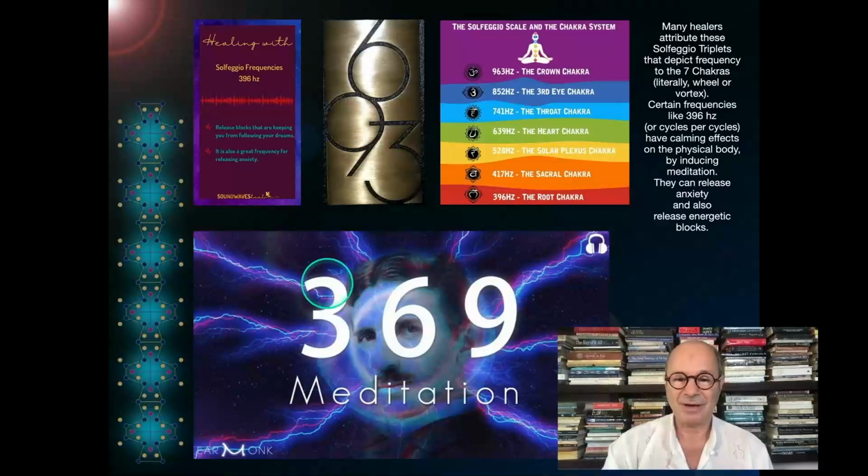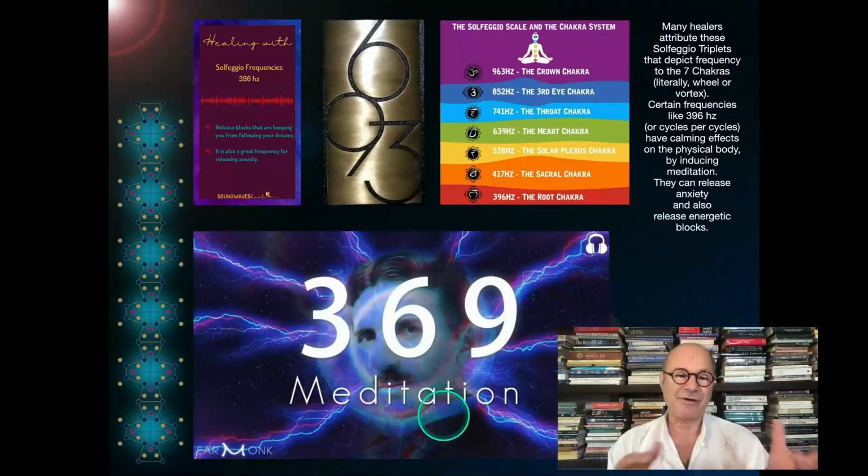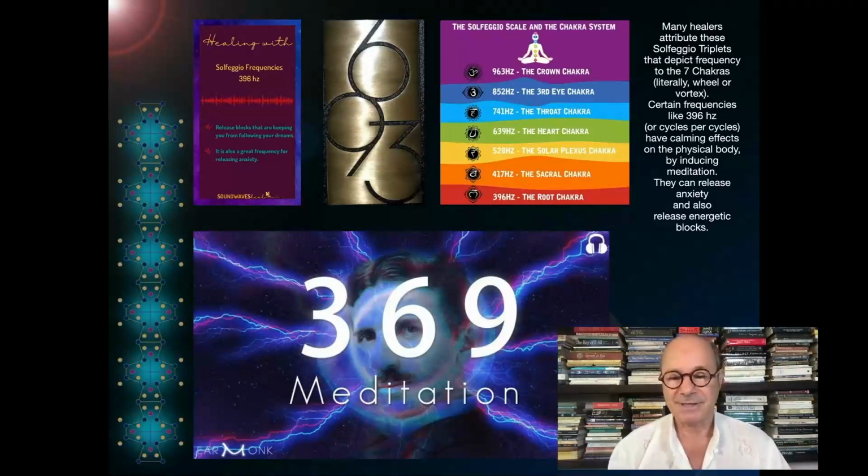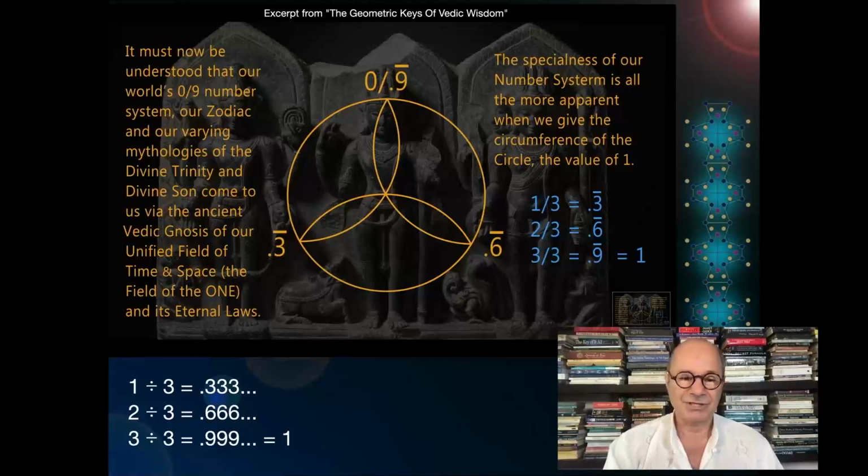And just to conclude, a lot of people are using 369 as a frequency in meditation. So ultimately, we want to know what's the purpose of all this research. How can we use 369 cycles per second to relate to the 7 chakras, to create healing and relaxation?